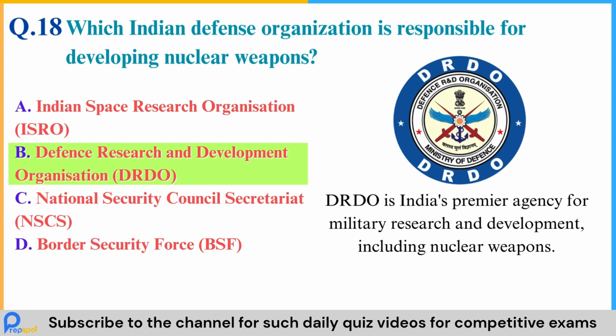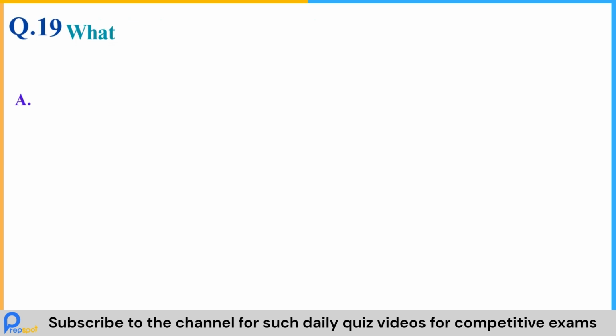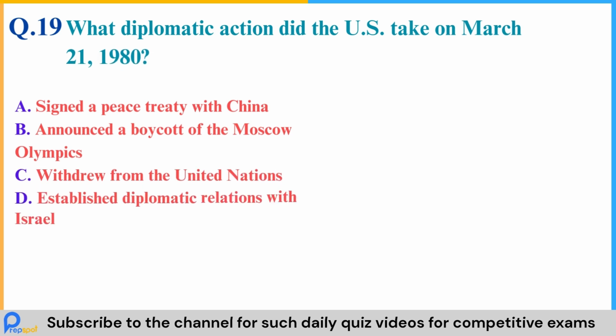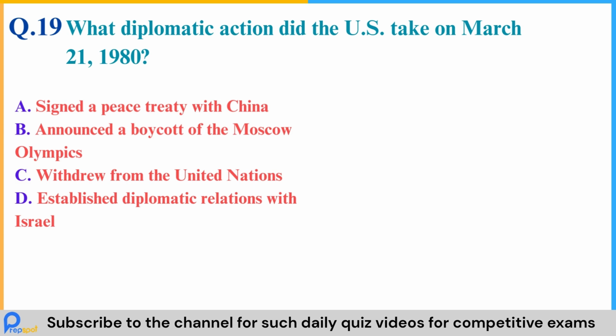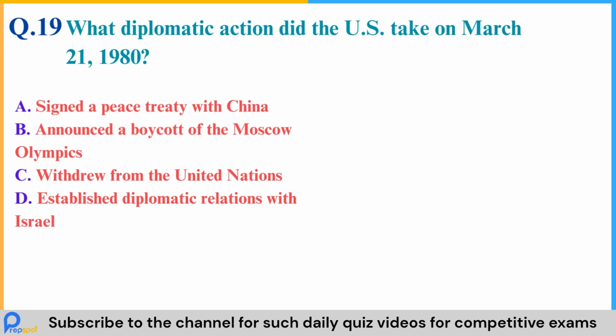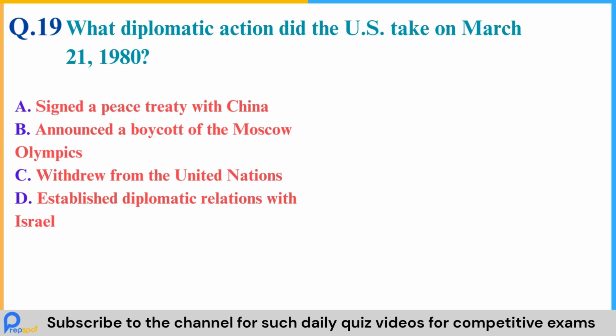Answer: B. Defense Research and Development Organization, DRDO. Explanation: DRDO is India's premier agency for military research and development, including nuclear weapons. Question 19. What diplomatic action did the US take on 21st March 1980? A. Signed a peace treaty with China. B. Announced a boycott of the Moscow Olympics. C. Withdrew from the United Nations. D. Established diplomatic relations with Israel.